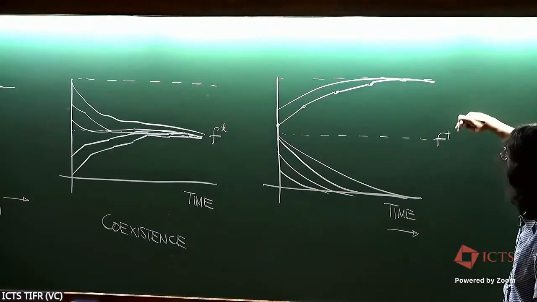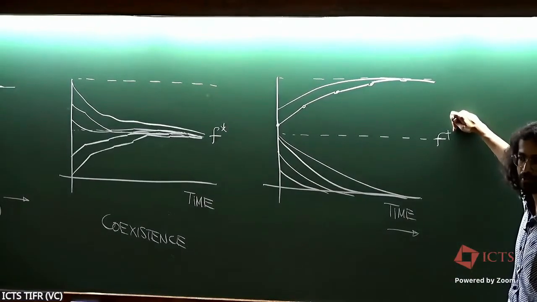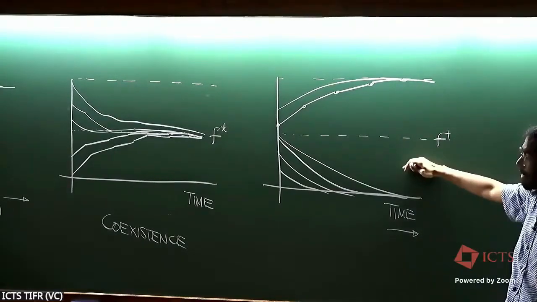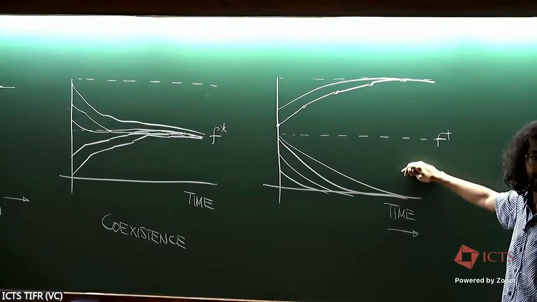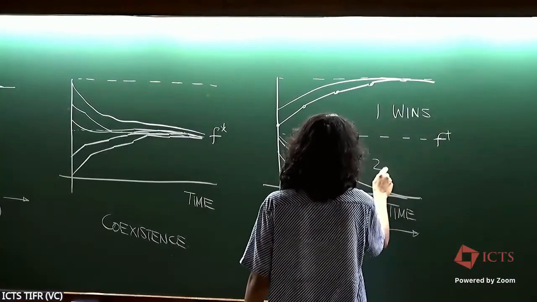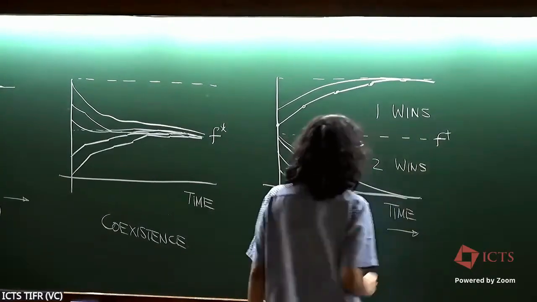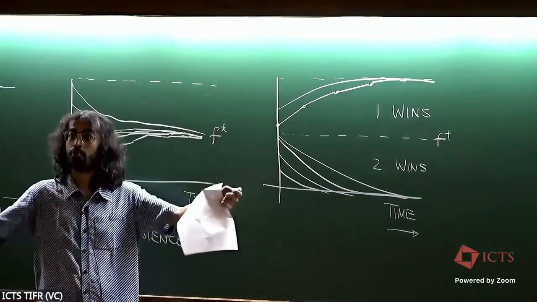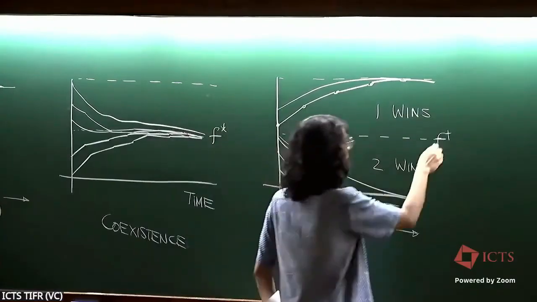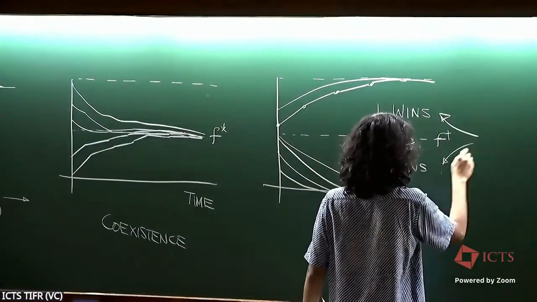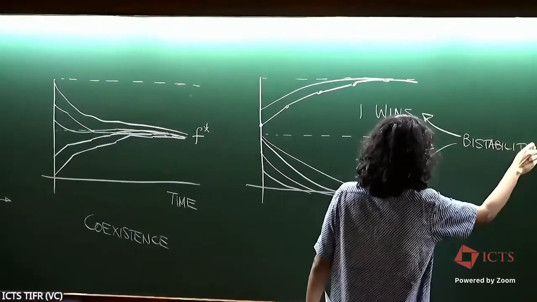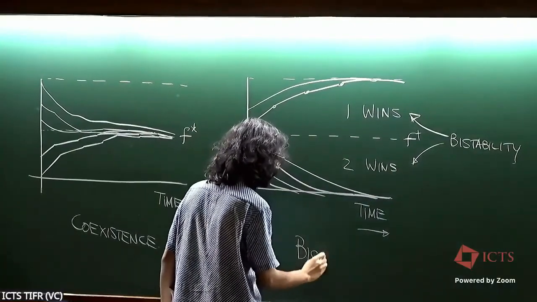So basically, there's some threshold frequency or some threshold fraction of species 1. You start above that, species 1 wins. You start below that, species 2 wins. Yeah? So this is the region where 1 wins. This is the region where 2 wins. And so this is a situation in which there are 2 stable outcomes, right? Either 1 wins or 2 wins. That's why this is called a bistability.